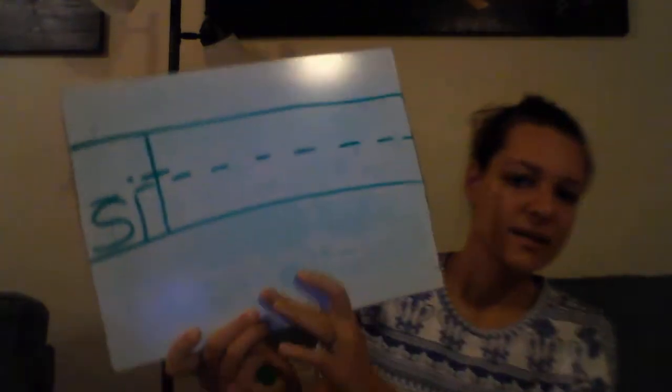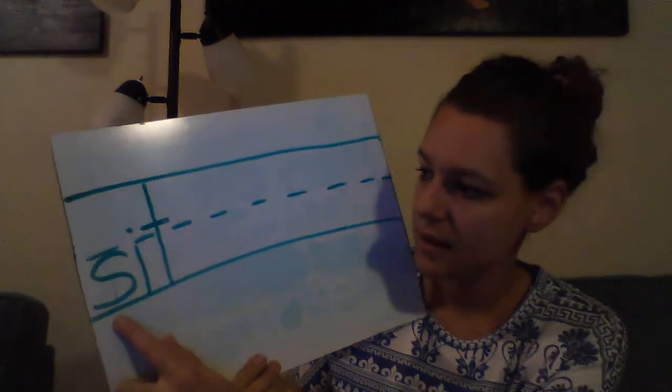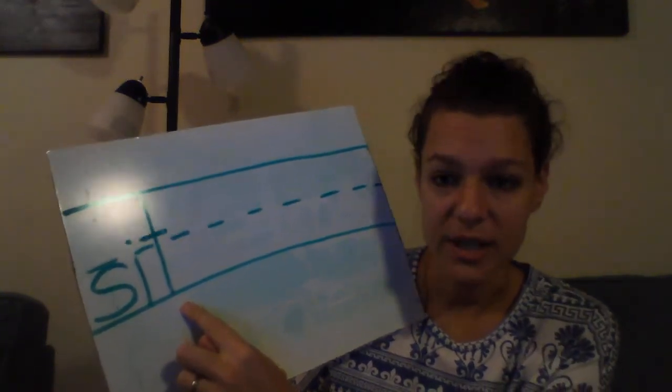All right, class, what do I need to write to spell the word sit? Good. S, I, and t. All right, great job, class. Make sure yours looks like mine. And now let's read our word. S, I, t. Great job.